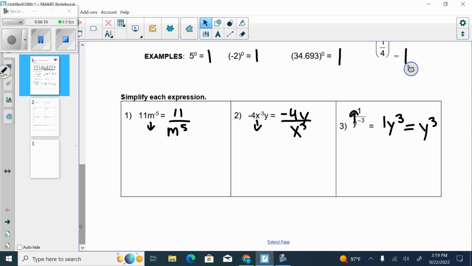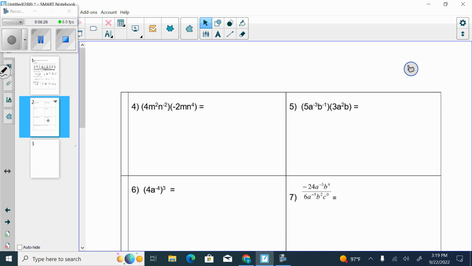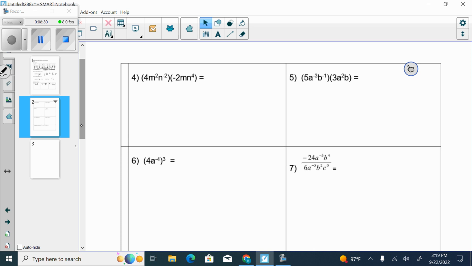Once you got those, if you'll flip it over onto the back, now they're going to have us combine that with our previous rules. So remember, our previous rules are when we multiply, we add our exponents. When we divide, we subtract our exponents. And when we have power to a power, we multiply our exponents, okay?